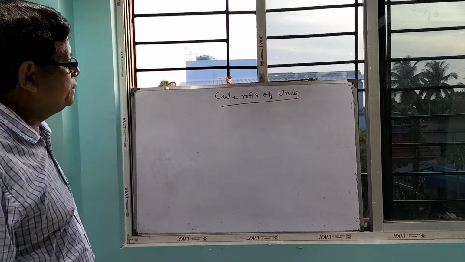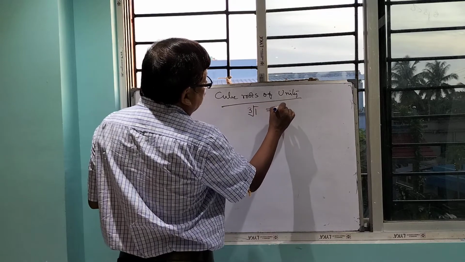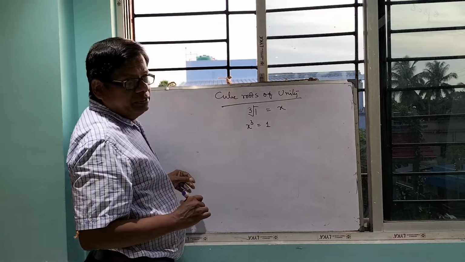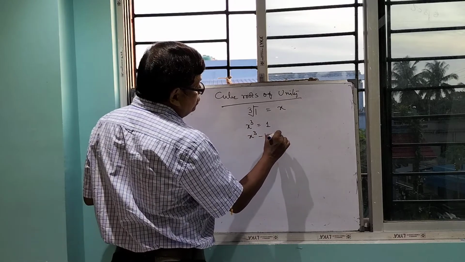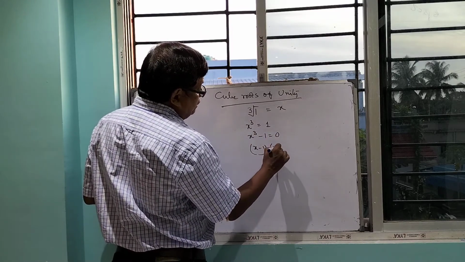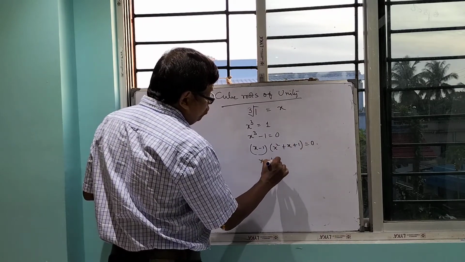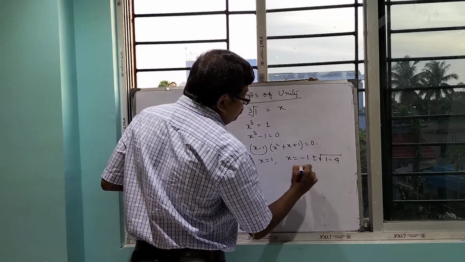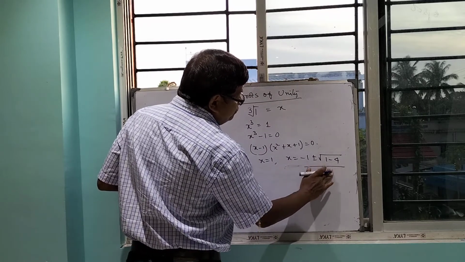Now look here, cube root of unity. Suppose the cube root of 1 is x, then x cube equals 1. So you can write x cube minus 1 equals 0. Then (x minus 1)(x square plus x plus 1) equals 0. Then you can write x equals 1, and x equals minus b plus minus root of b square minus 4ac by 2a, by 2 into 1.